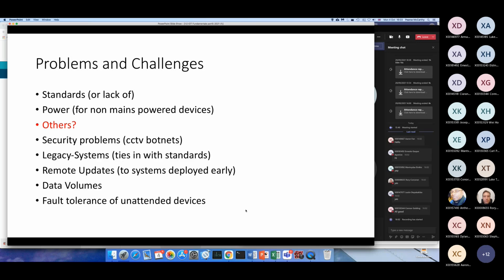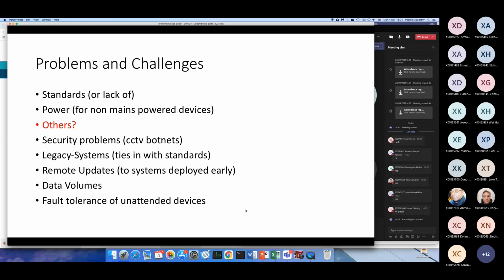Some other ones: security issues, hence the name of the course, and legacy systems. That ties in with standards, in that there may be a lot of stuff that people have put out there over the last few years, and can you update it? That ties into the next one. Legacy systems, all different types of systems, maybe not generic Linux-based OSs, which goes into the heterogeneous issue again. Remote updates are a big issue. How do you change stuff if it has a bug, let alone a normal bug, it could be a security bug.